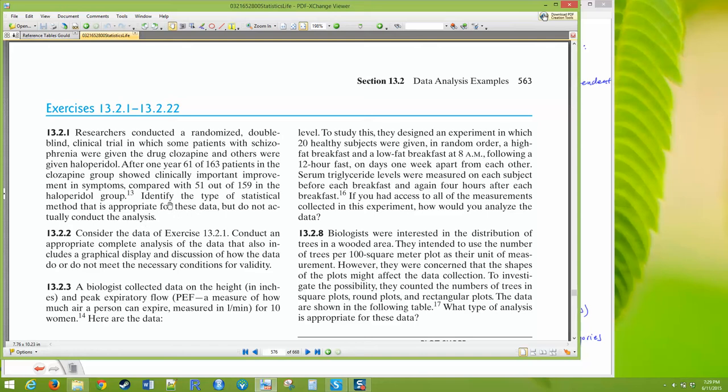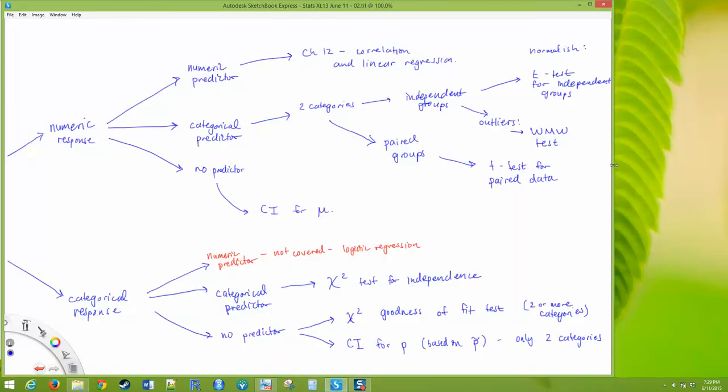Okay, so just think, what is the statistical method we would use for this? We gave some patients clozapine and others haloperidol. After 1 year, 61 of 163 patients showed clinically important improvement for clozapine and then for haloperidol, 51 out of 159. Okay. Do you guys have an answer in mind? Yes? Okay, so what is the appropriate test to use?